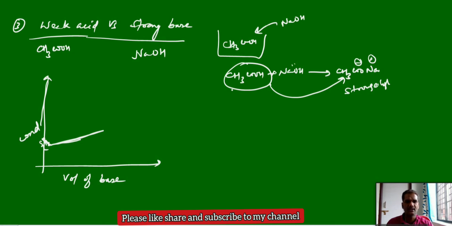Then if you still add NaOH to the end point, and after that add some more NaOH, there is no more acetic acid. All the acetic acid is consumed. Then if you add one more extra drop of NaOH, now the solution contains excess OH- ions, and these OH- ions will give more conductance. You can see a sudden change in the conductance value here. This is the graph, and this is the intersection point, and this is called the end point.